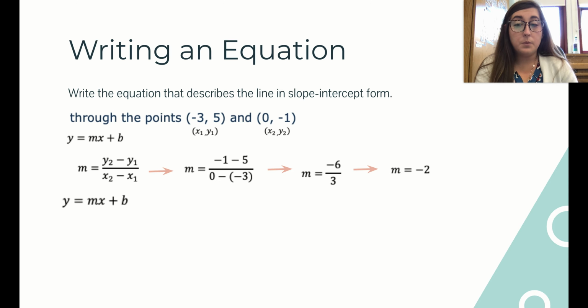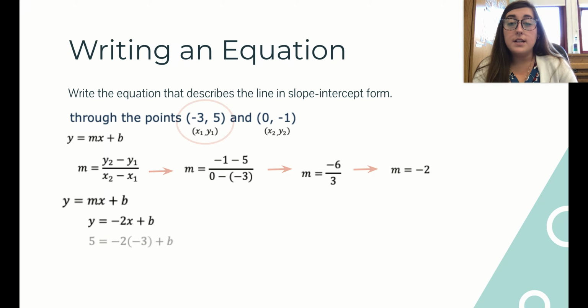So now when we go back to y equals mx plus b, we can plug in negative 2 for m. Now we need to find that b value. So what we're going to do is exactly what we did in the last example. We need to pick one of those points and plug it in for x and y so we can solve for b. Now, it does not matter what point you pick to plug in. I picked negative 3, 5, but if you wanted to, you could have plugged in 0, negative 1 as well. So from there, you end up getting 5 equals negative 2 times negative 3 plus b, so we can solve for b. Multiply, subtract, you end up with b equaling negative 1.